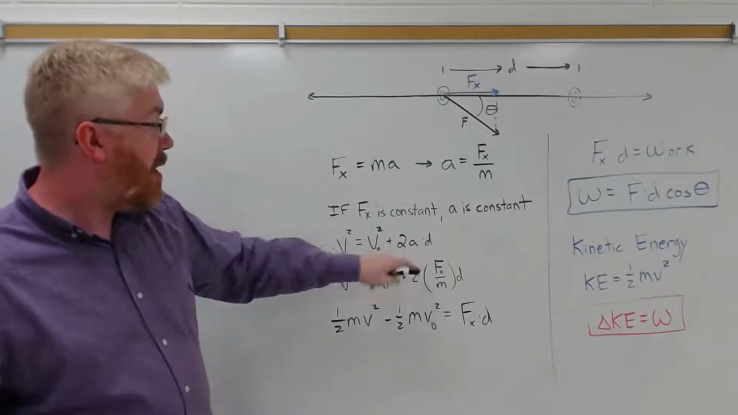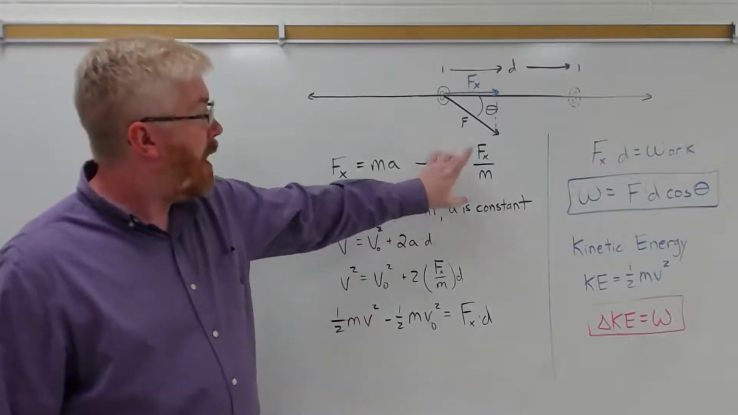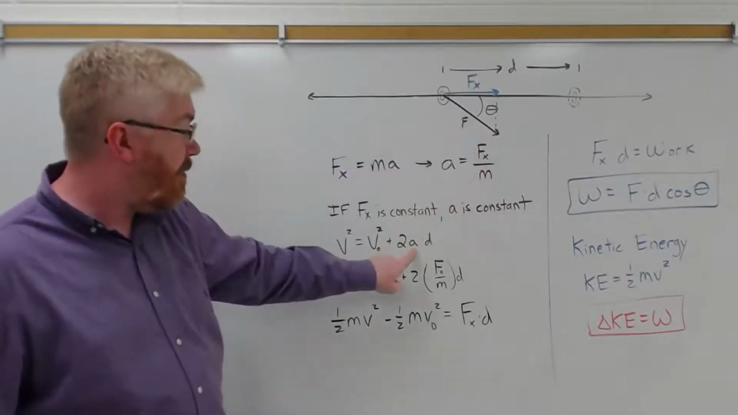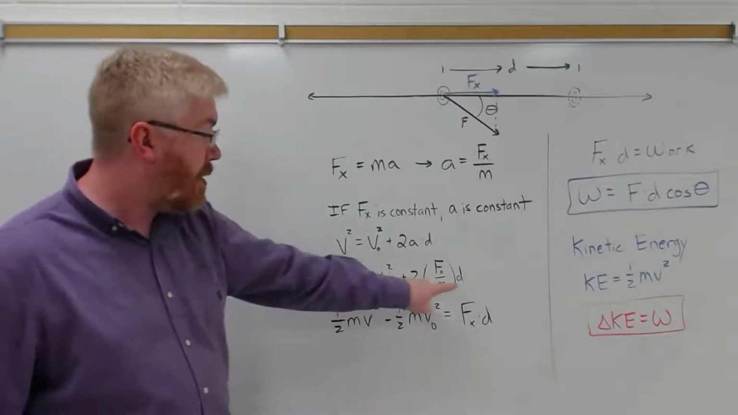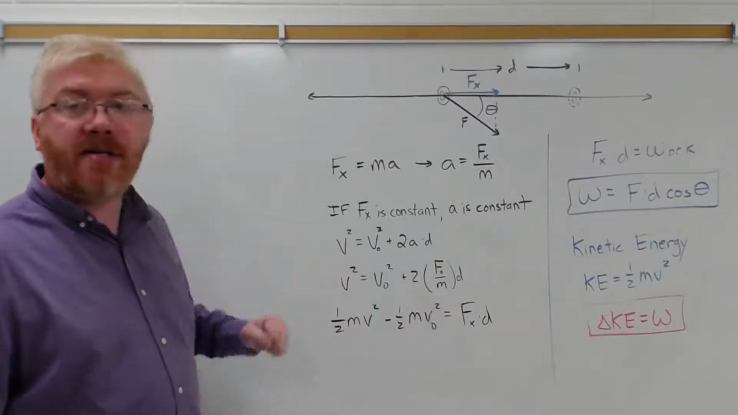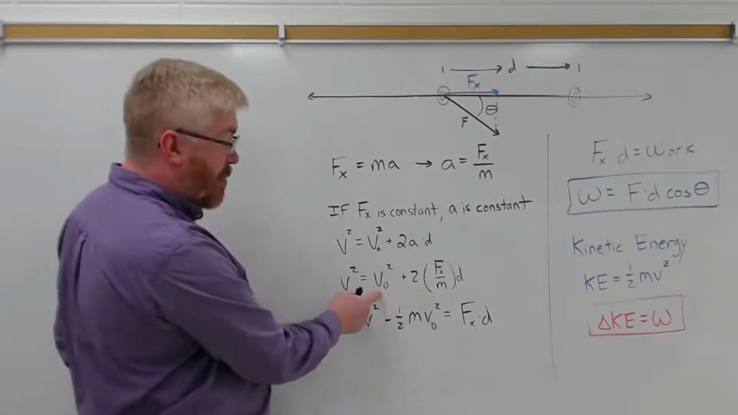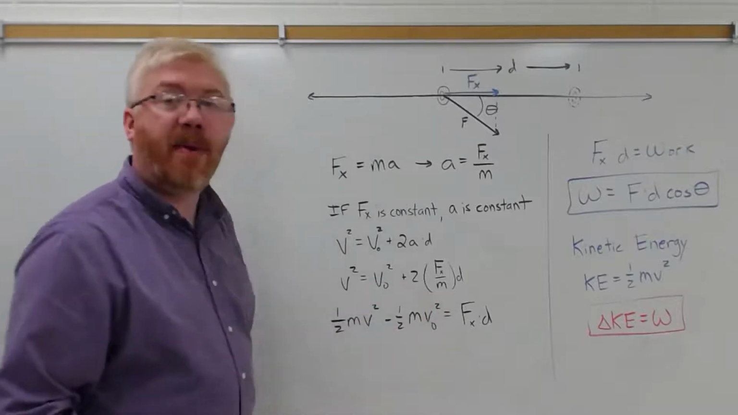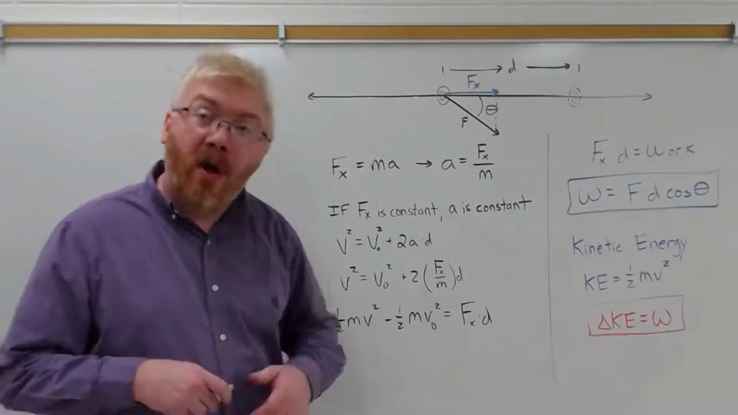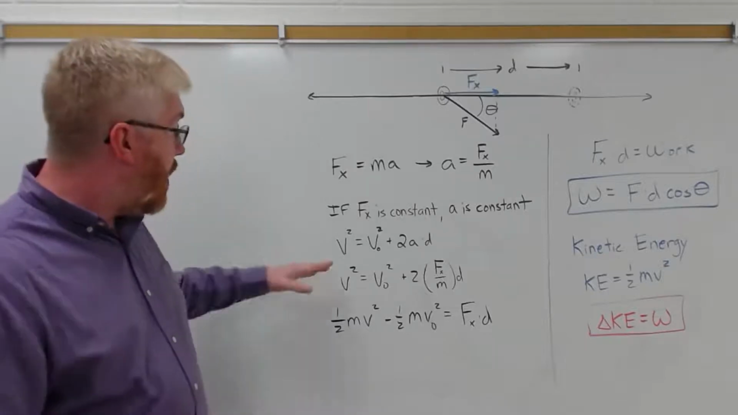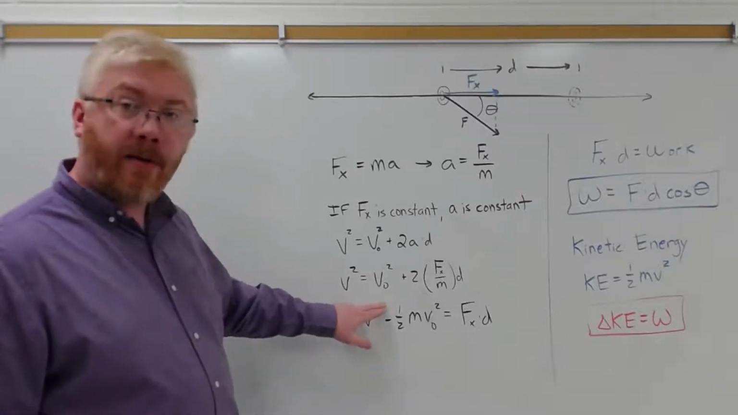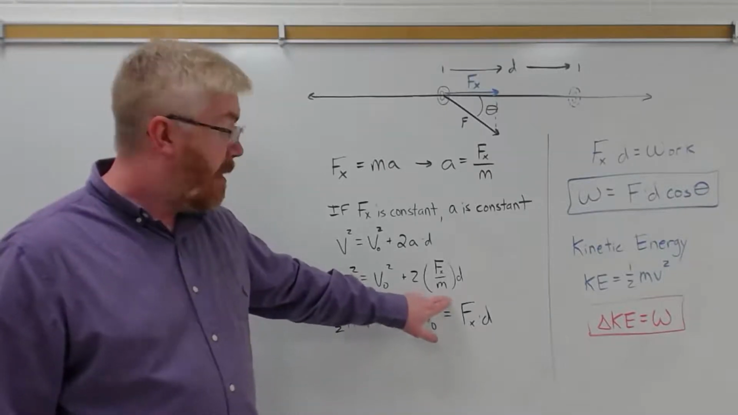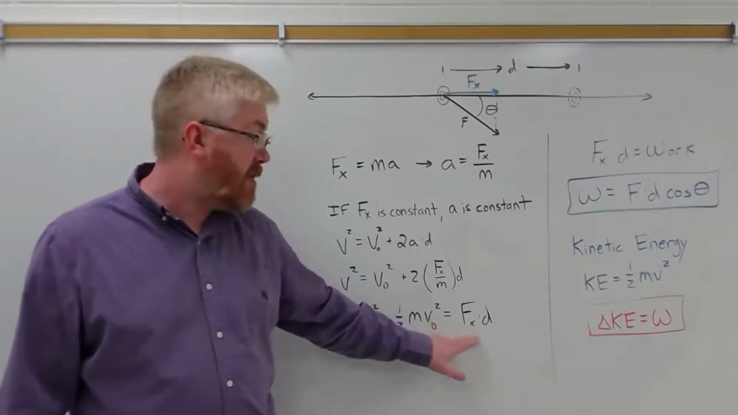Well, here's the acceleration, but I solved for acceleration up here. I'm going to take this term, F divided by m, and plug it in for acceleration, giving me this second equation. And then I'm going to rearrange this second equation. I'm going to subtract v naught squared from both sides. Then I'm going to divide both sides by 2 and multiply both sides by m. Algebraically, you should be able to follow along with that and do it on your own. But what you end up getting is 1/2 mv squared minus 1/2 mv naught squared is equal to the x component of the force times d.